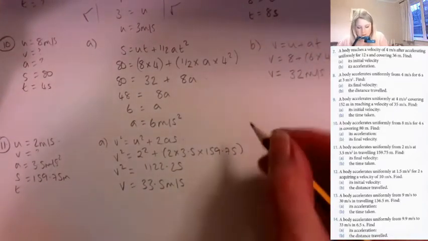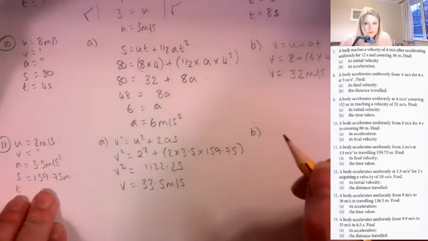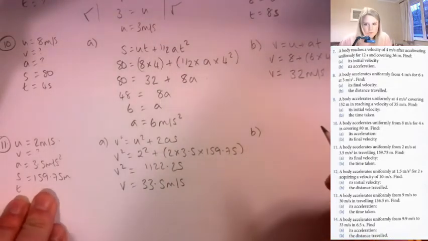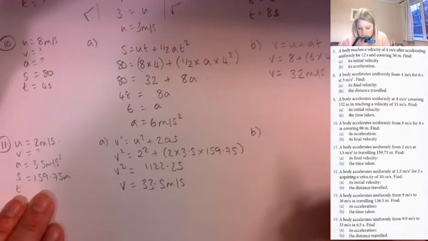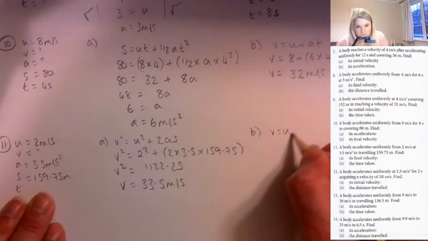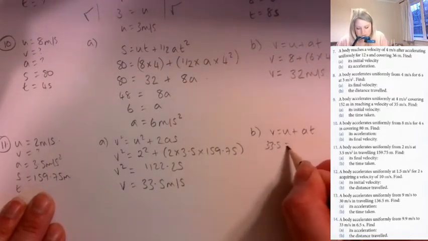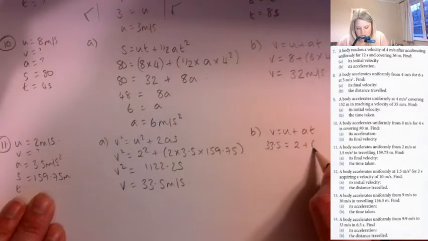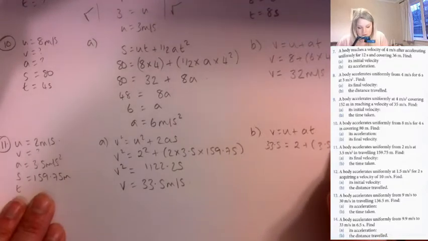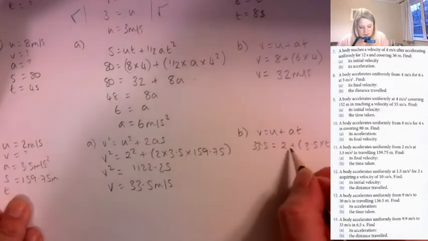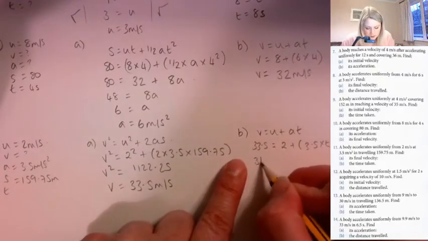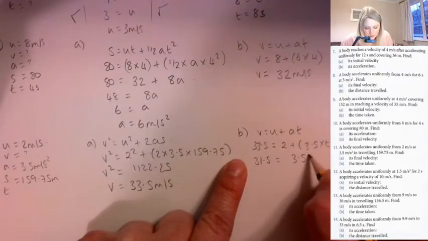Right, part B. I must be asking for the time, is it? What number is this? 11. Yeah, the time. V equals u plus at. So v is 33.5. U is 2. A is 3.5 times t. So if I take 2 away from both sides, I'm going to get 31.5 equals 3.5t.